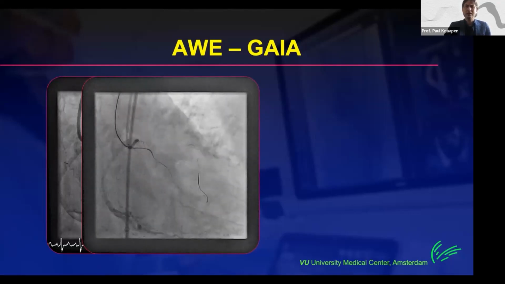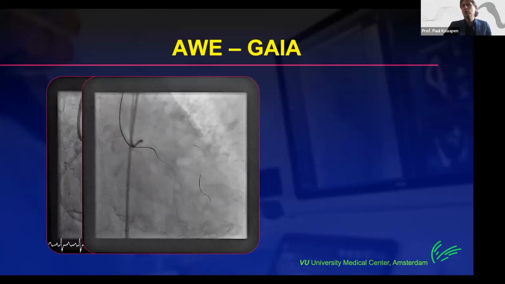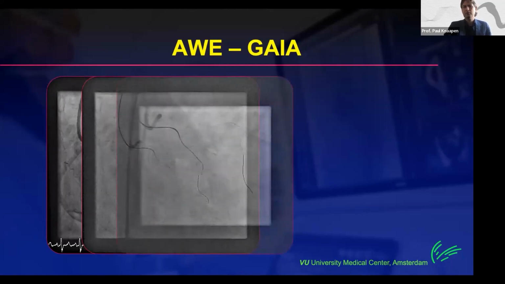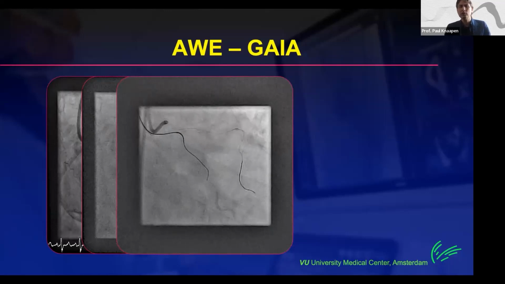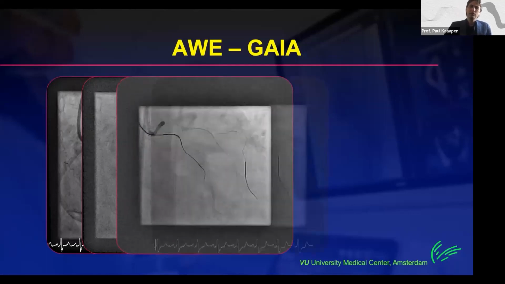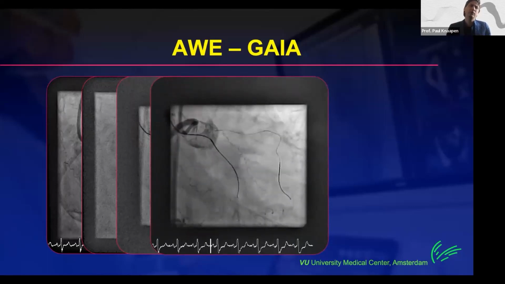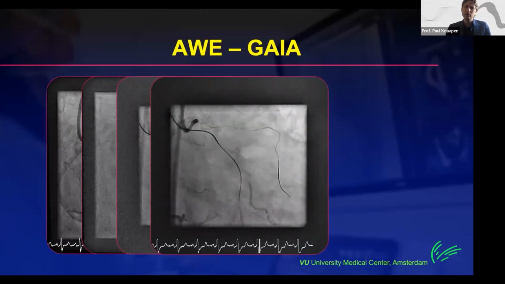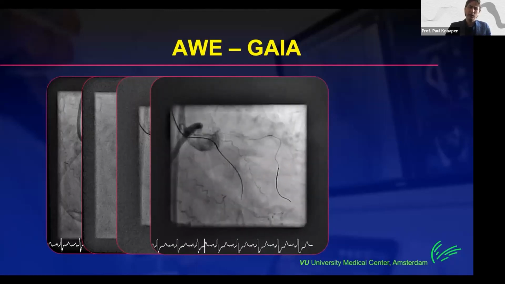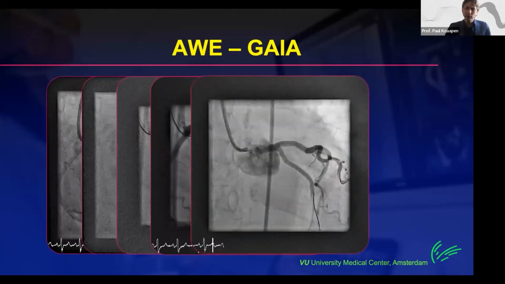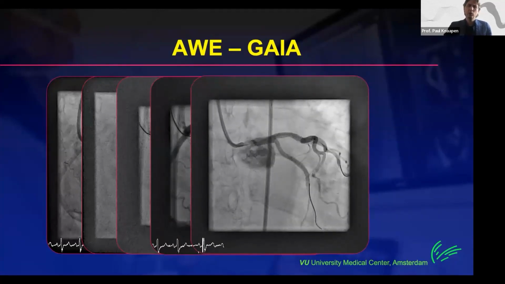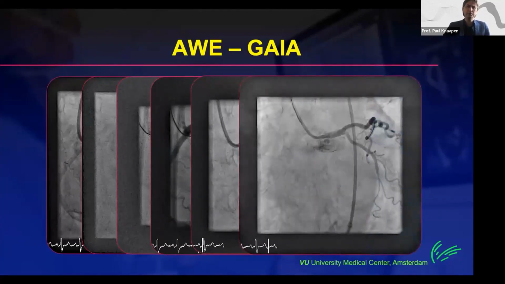We clearly ended in the subintimal space. We could have popped in a Stingray, but instead we took a directional wire like a Gaia, and here you see actually the pop from the subintimal space into the true lumen. So this is something that needs to be involved in the whole algorithm that's not described: how to get reentry from the subintimal space wire-based. We reconstructed the left main with culotte, and the patient is doing fine.